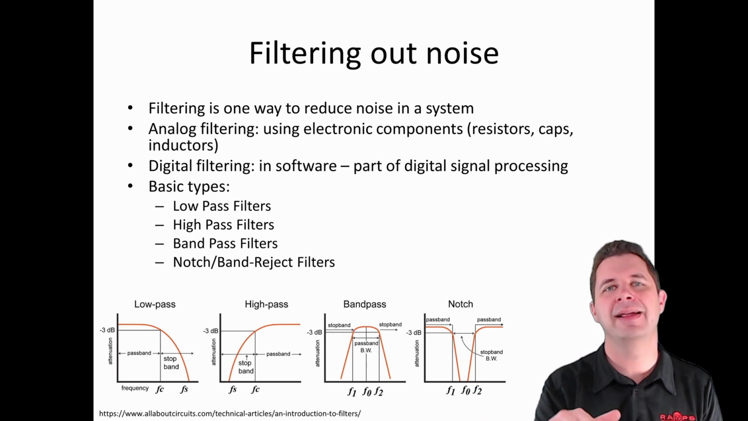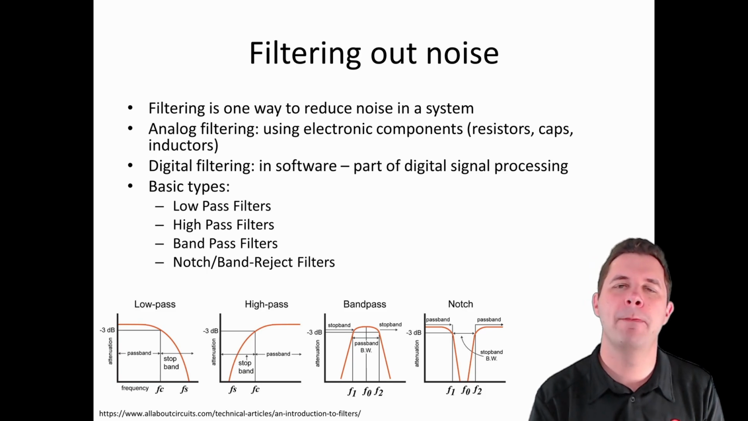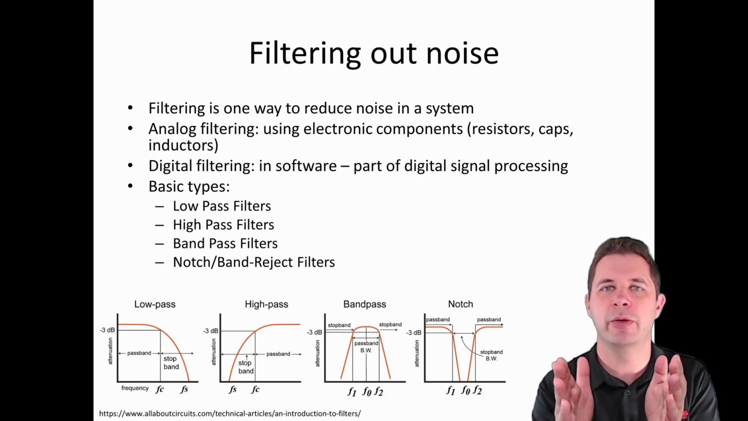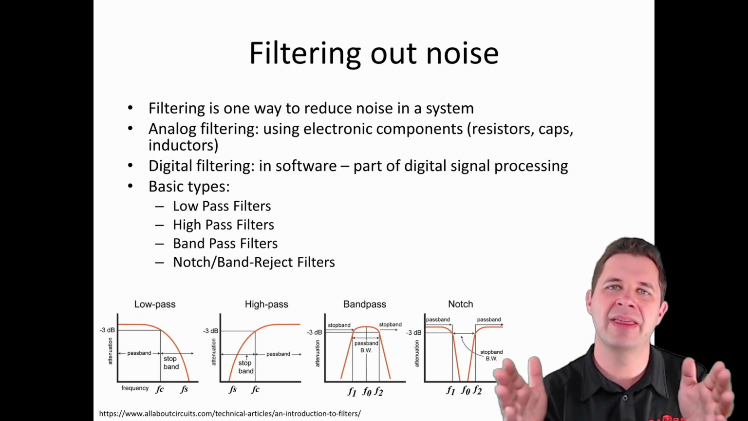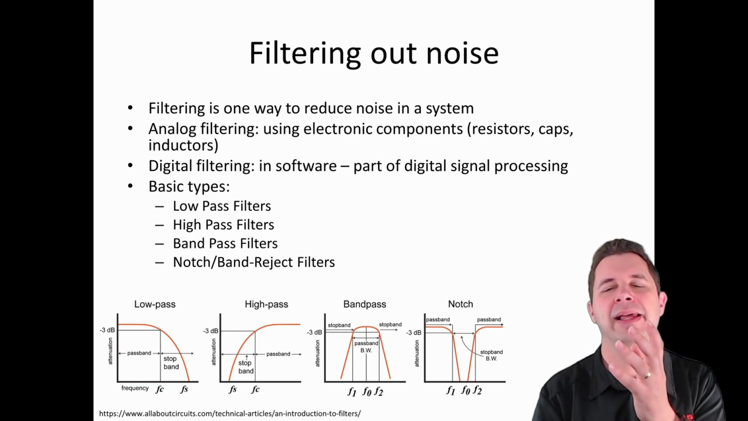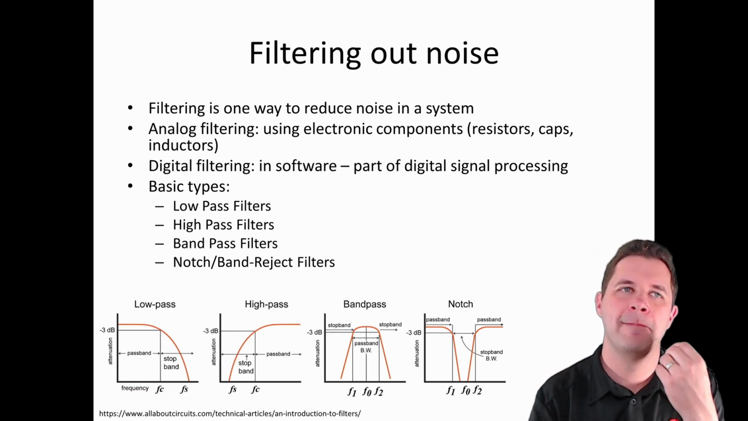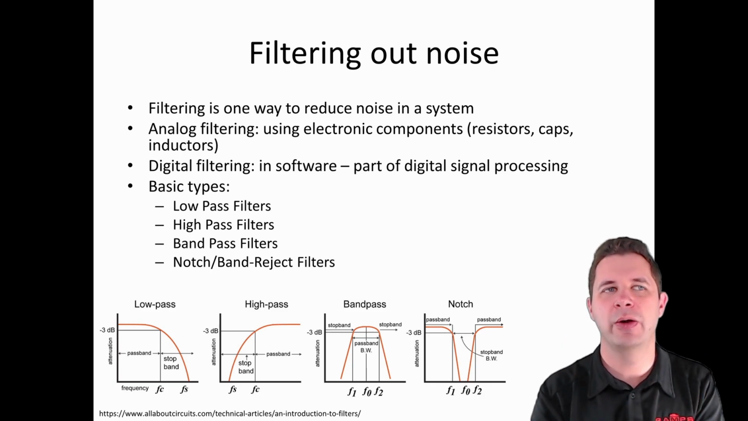Likewise, the opposite of that is a high-pass filter. We've also got band-pass filters, where we've got a certain frequency we want to let through and we filter out other frequencies. And finally, a notch filter, or band reject filter, where there's a certain frequency band.